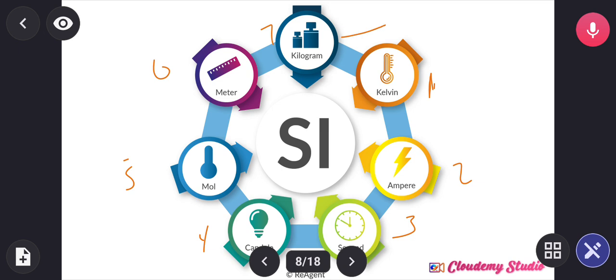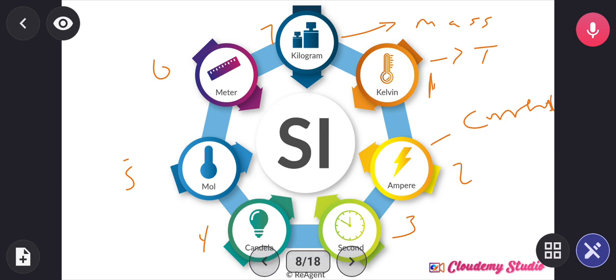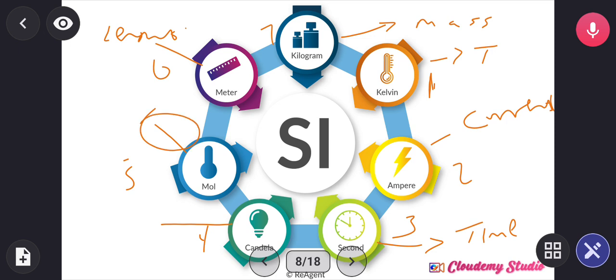So kilogram for what? Kilogram for mass, Kelvin for temperature, ampere for current, right? Seconds for time, candela for intensity of light, mole for amount of substance, and meter for length. This one, mole, is the amount of substance.